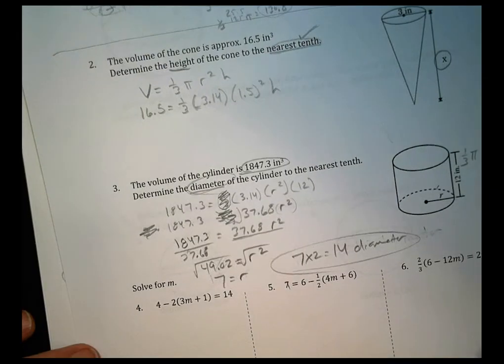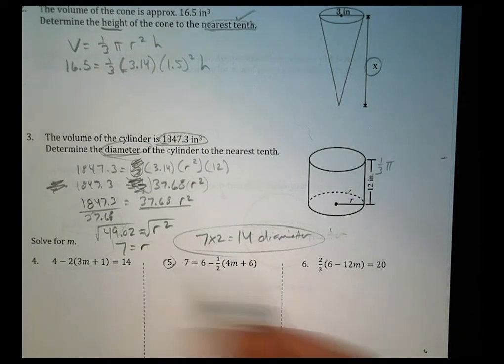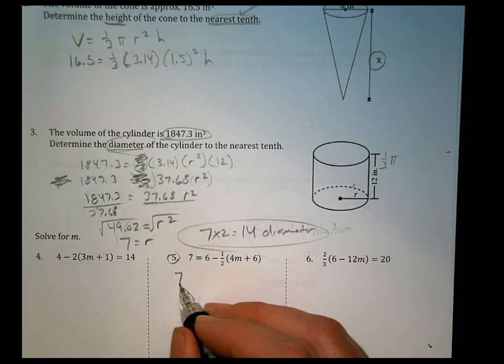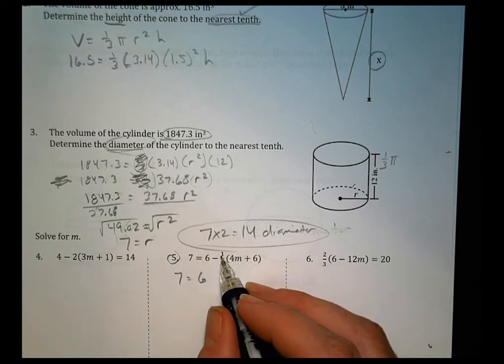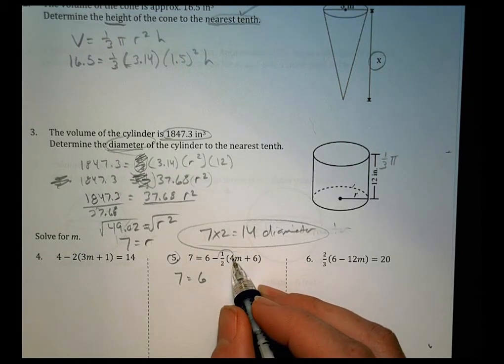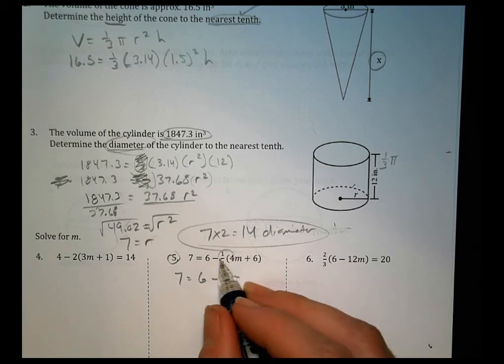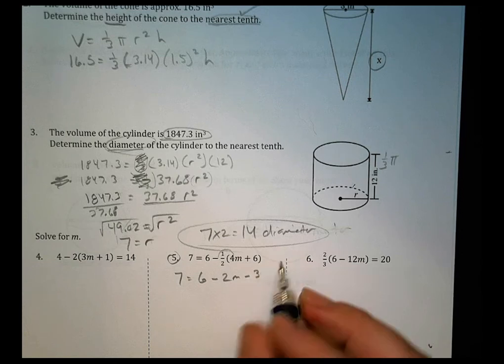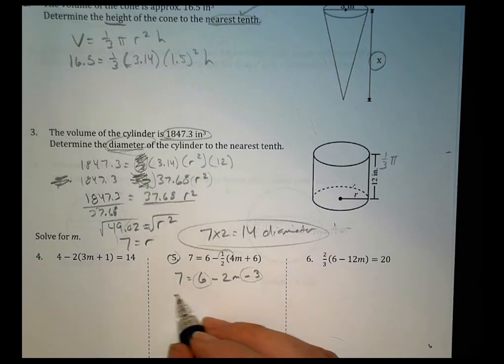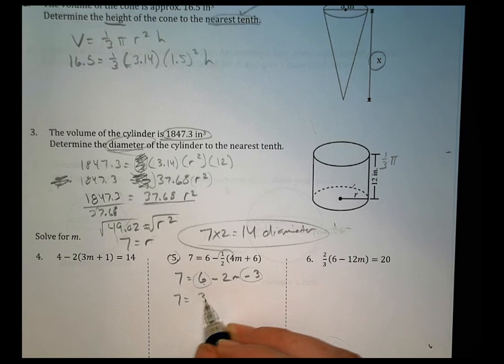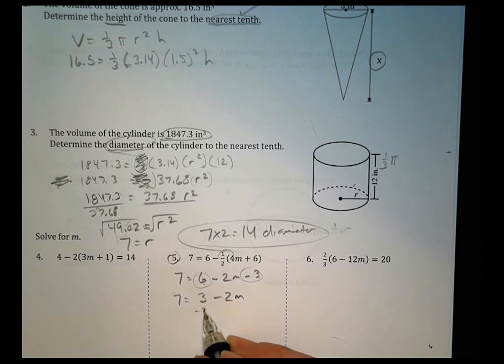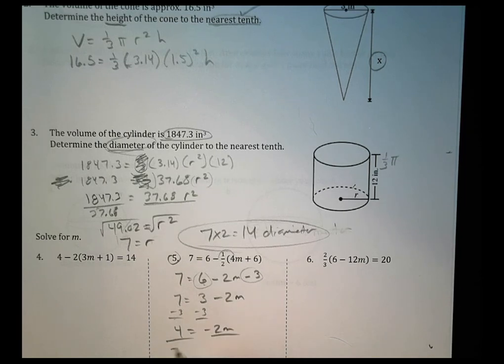So sorry. Number 5. I'm going to do 5 here since they're very similar. We have 7. Great. We have 6. And then we do negative a half times 4, or 4 divided by 2 is negative 2m. And then 6 divided by negative 2 is a negative 3. So let's combine those two together. So 7 equals 6 minus 3 is 3. Let's subtract 3 from both sides. So we have 4 equals negative 2m. We divide both sides by negative 2, so that negative 2 equals m for our solution.